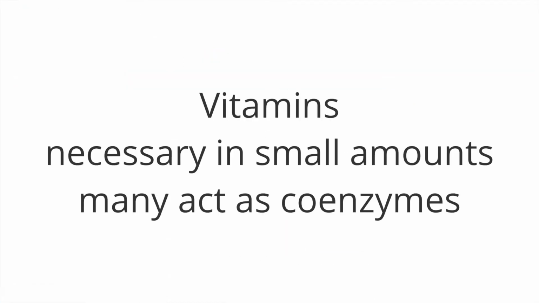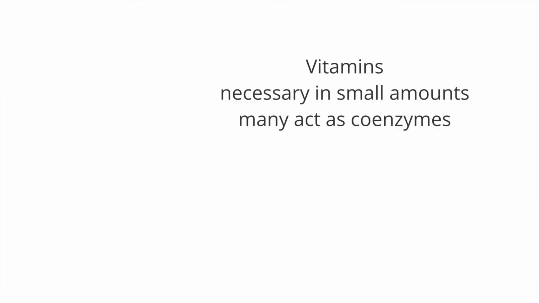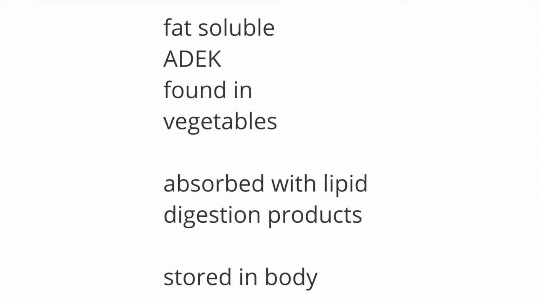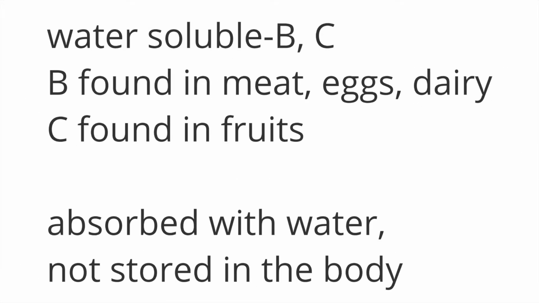Vitamins are essential nutrients because they serve as coenzymes in many reactions. And they are important for different metabolic pathways. The fat-soluble vitamins are A, D, E, and K. These can be found in vegetables. They're absorbed with lipid digestion products, and they are stored in the body. The water-soluble vitamins are B and C. Vitamin B is found in meat, eggs, dairy. Vitamin C is found in fruits. These are absorbed with water, and they're not stored in the body.